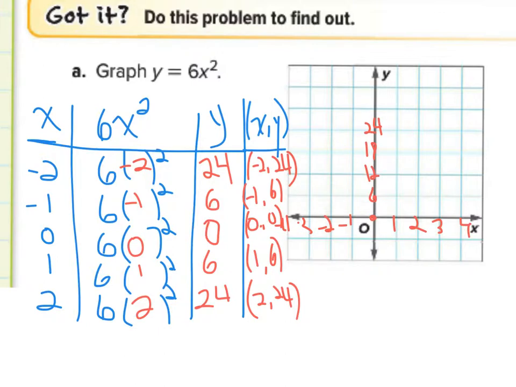And now I can graph. So my first one is -2 and 24, which will be right there. -1 and 6, which is right there. 0, 0 is right there. 1 and 6 is right there. And 2 and 24 all the way up here. And my line is going to look like that. And there we go. It's a positive upward opening.